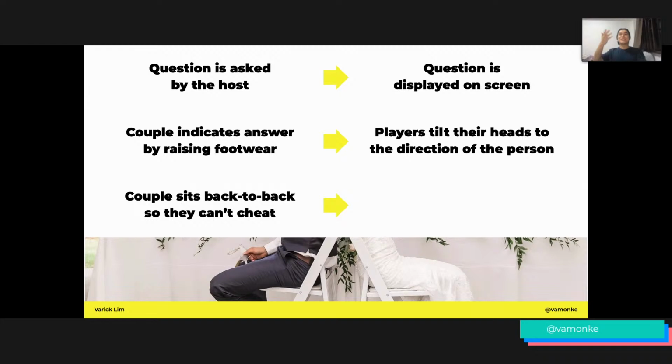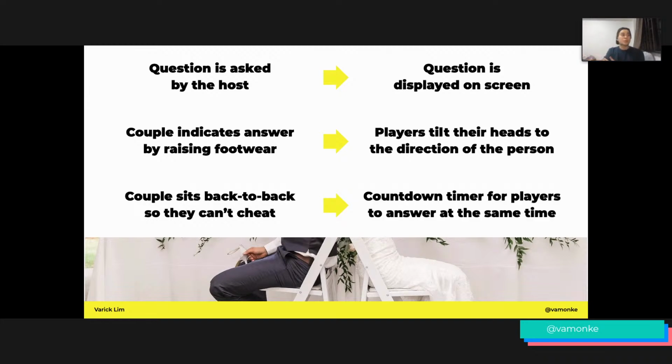So how do you make sure that the players can still not know what the other person is thinking? For that, the approach I chose was to use a countdown timer. It's quite subtle, it's quite small, but the purpose of it is to make sure that the players answer at the same time, so that they won't know what the other person is thinking.